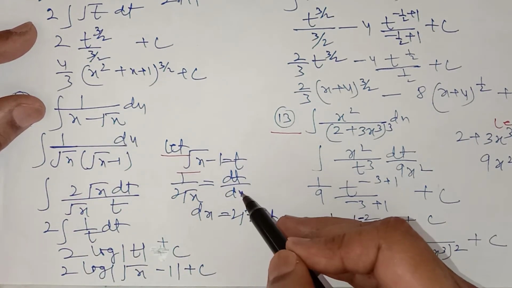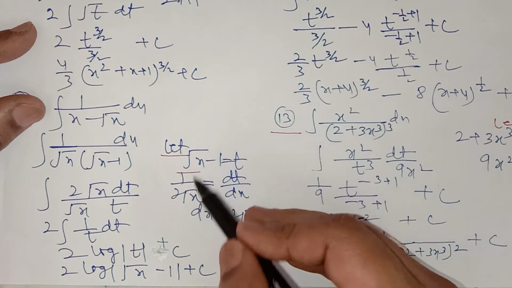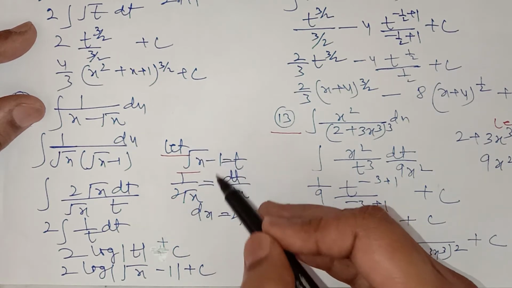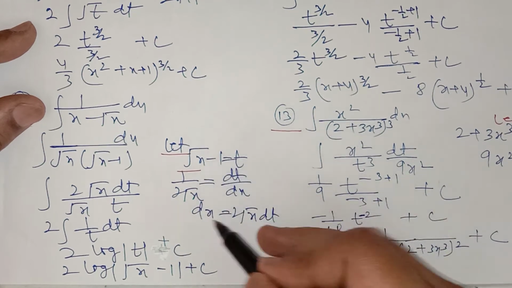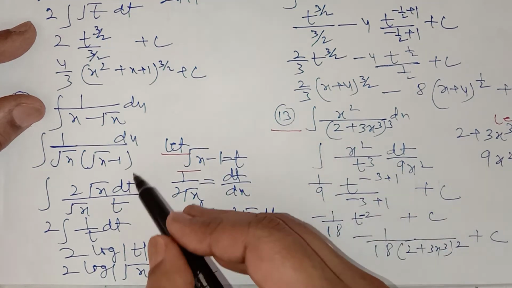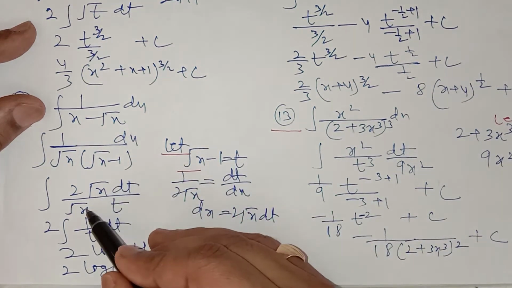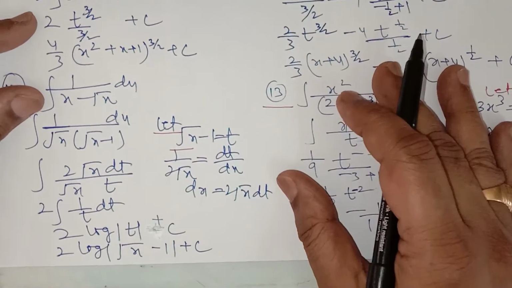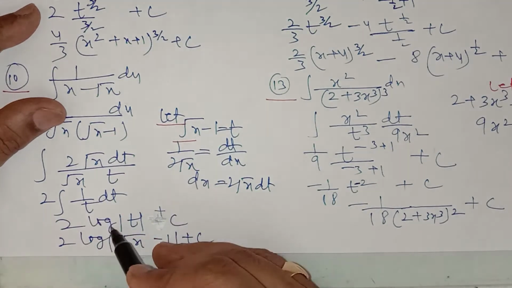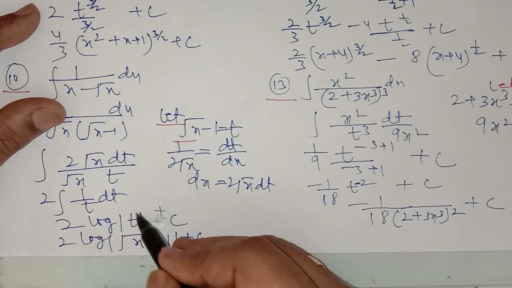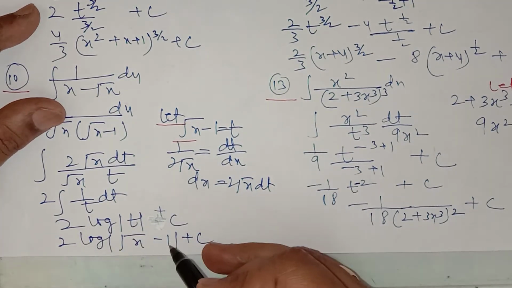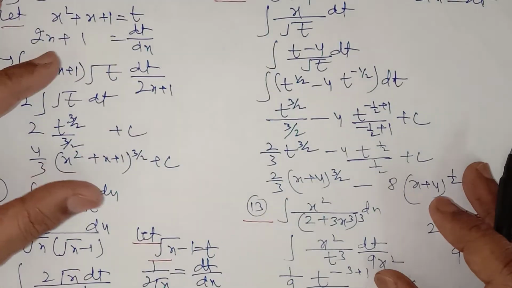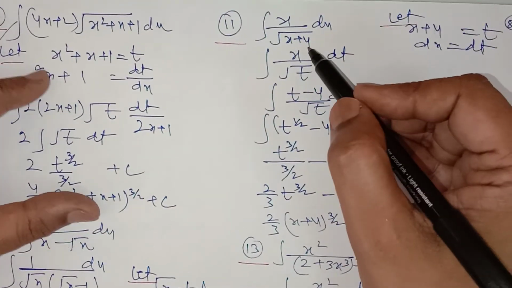So dt upon dx will be equal to 1 upon 2 root x. Derivative of root x is 1 upon 2 root x minus 0. Replace the value of dx, which is 2 root x dt. Here root x will be cancelled over the root x, and root x minus 1 you have let equal to t. So the integration of 1 upon t is log mod t, and replace the value of t, which is root x minus 1. It is a good question. Now this is the question number 11.